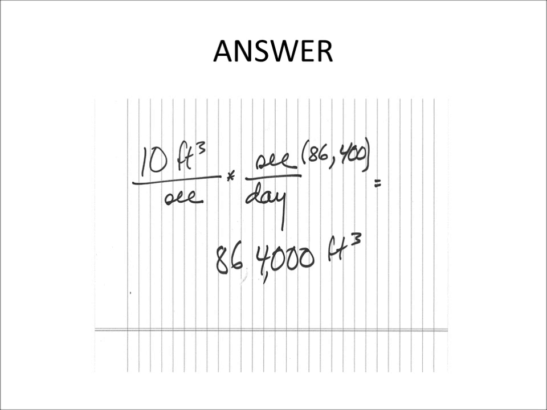If we multiply 10 cubic feet per second times 86,400 seconds in 1 day, and that's the time of interest, we end up with 864,000 feet cubed of water that would have flowed into the pond in 1 day.